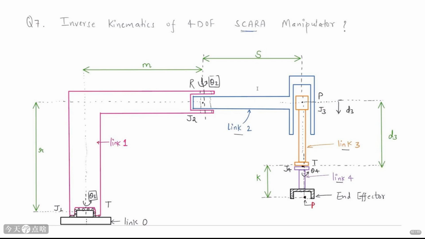The joint variables are θ1, θ2, Q3, and θ4. The link lengths are L1, S, D3, and G2. The forward kinematics model will involve calculating the transformation matrix from the base frame to the end effector frame. This matrix will depend on the joint variables θ1, θ2, Q3, and θ4.